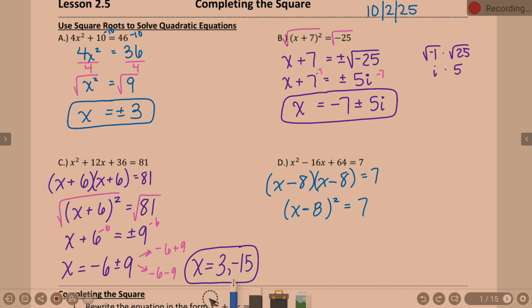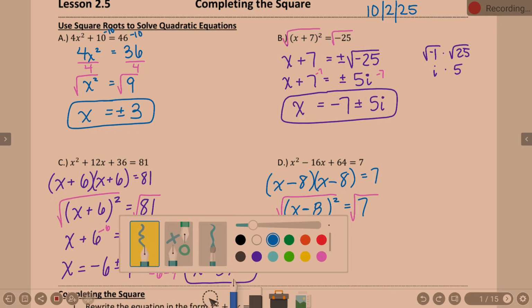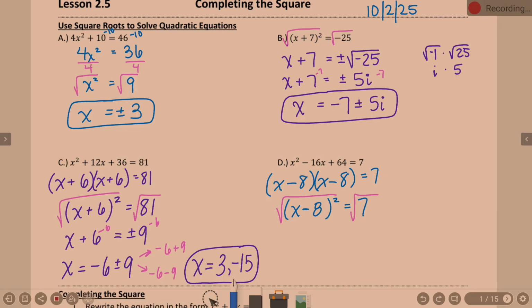And now, because that left side is a perfect square, because it's x minus 8 quantity squared, we are set to take the square root. What I do on the left, I do on the right. On the left, what's the square root of x minus 8 squared? X minus 8. On the right, what's the square root of 7? Plus or minus the square root of 7.